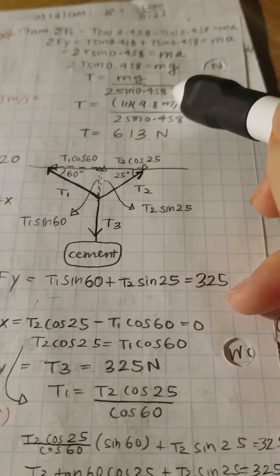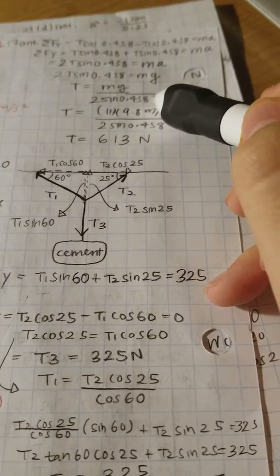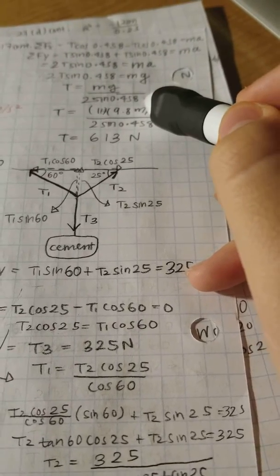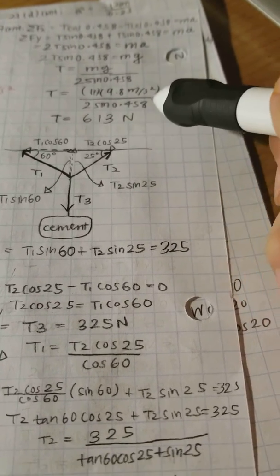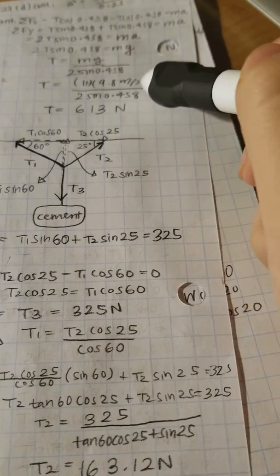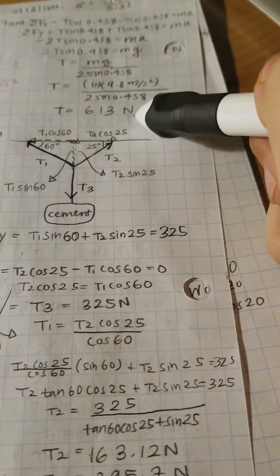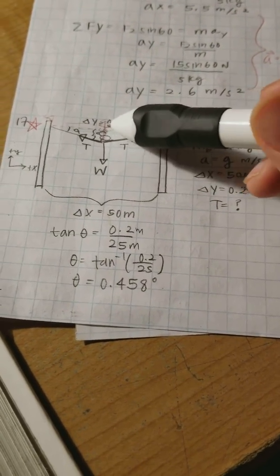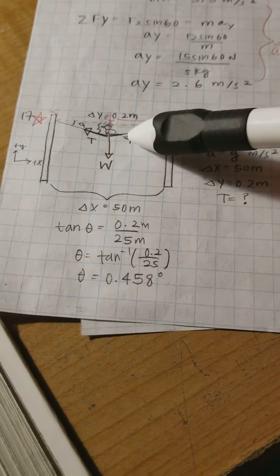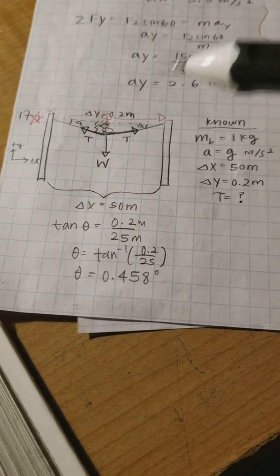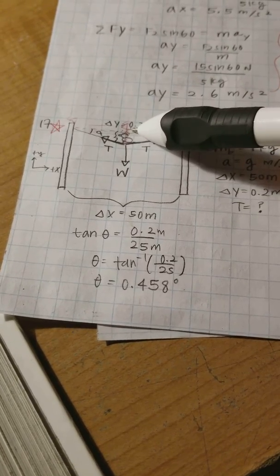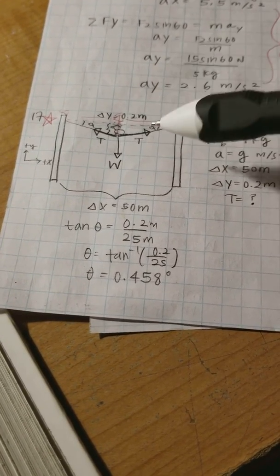And what you do is solve for T. When you divide the mg side by 2 sine 0.458 and plug in the values, you're going to get 613 newtons. And what you can think of in this problem is that the 613 newtons is the tension force without the x and y components. And then to find out the x and y components, you would just do the cosine theta and the sine theta.